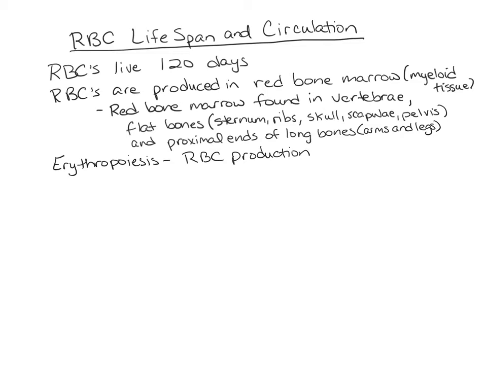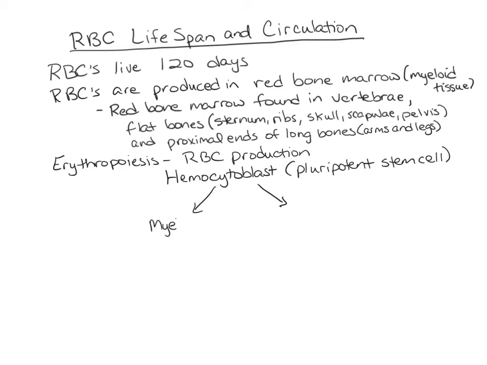So there's a stem cell that's called a hemocytoblast. And the hemocytoblast is going to divide in the bone marrow, in that red bone marrow, to produce 2 other stem cells. So the hemocytoblast is kind of this pluripotent or omnipotent stem cell that can actually become other stem cells. So the hemocytoblast becomes a myeloid stem cell or a lymphoid stem cell.